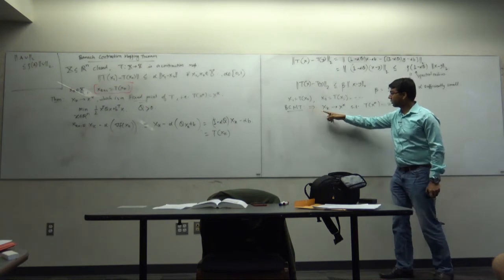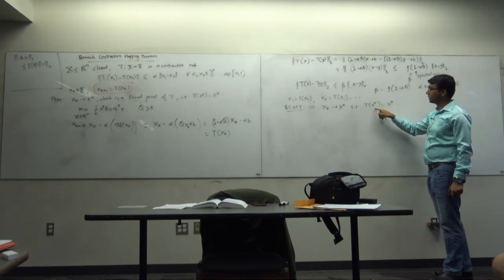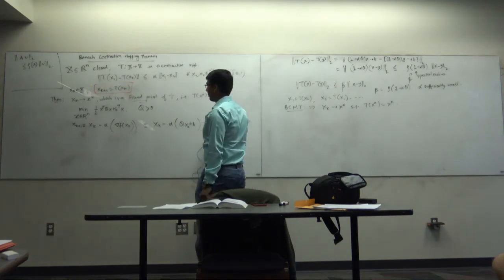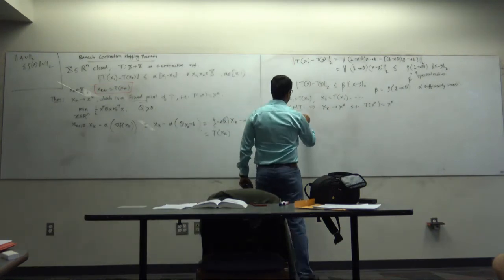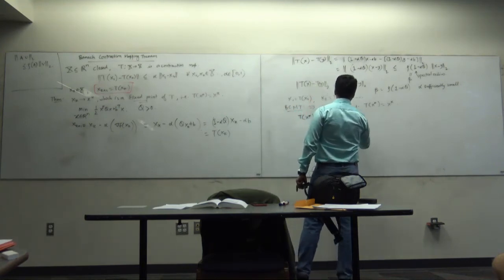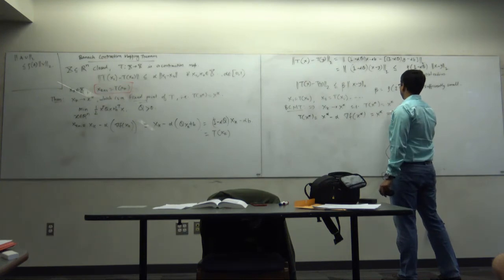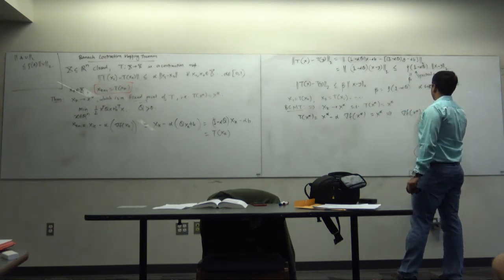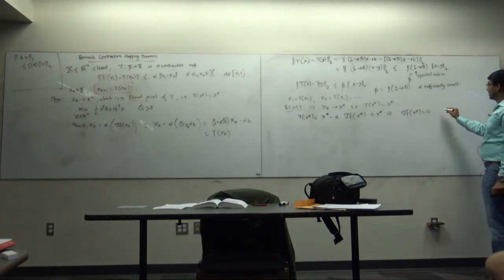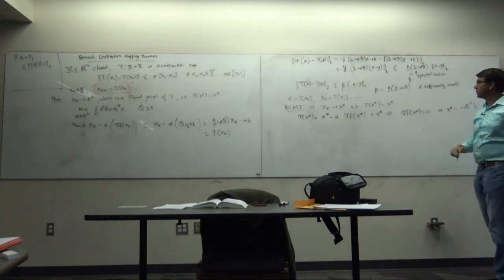The Banach contraction mapping theorem says yes, you are going to converge. And in fact, the point to which you converge is a fixed point of T. But then what's the fixed point of T? When is T of x star equal to x star? T of x star is x star minus alpha times the gradient of f at x star. If this is equal to x star, then the gradient of f at x star is equal to 0. Which again implies that your x star is actually minus Q inverse b, which is the optimal solution.